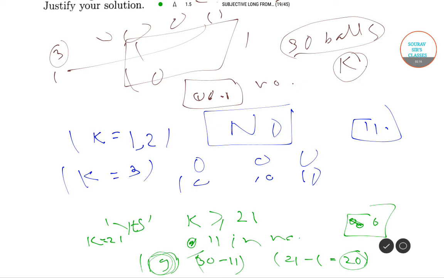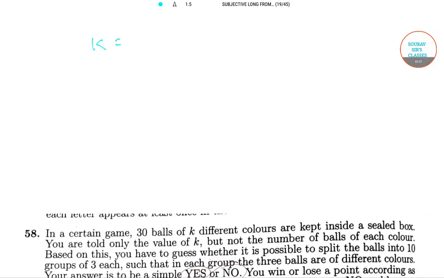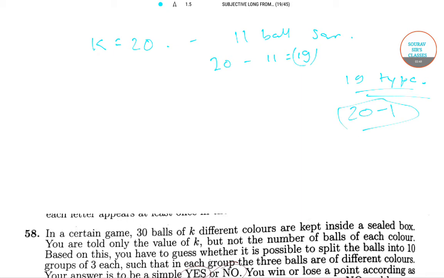So if k is greater than or equal to 25, there is surely 3 different types of balls in a single box. However, if k is equal to 20, then it is possible to have 11 balls of the same color, because 20 minus 11 is 19. 19 balls can be of 19 types. That is 20 minus 1 again. So for 20 balls, we cannot be certain that each box will have 3 different colors.